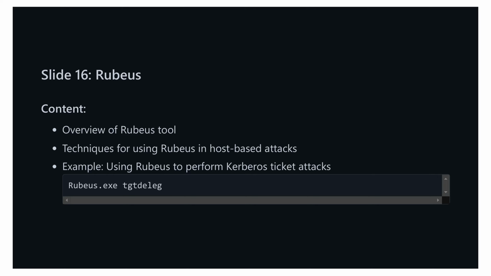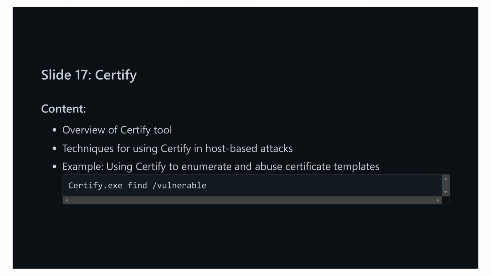Certify is another essential tool focusing on identifying and exploiting vulnerabilities in certificate templates. As we move on to slide 17, we'll be discussing the Certify tool. Just as we covered Rubeus, we'll start with an overview of what Certify is and why it's critical for host-based attack scenarios. Certify specializes in the enumeration and abuse of Active Directory Certificate Services, ADCS.